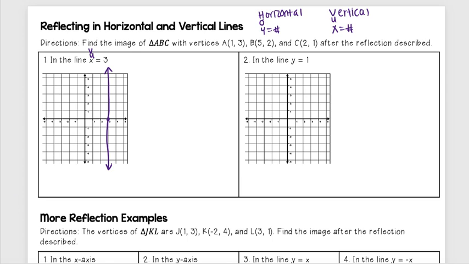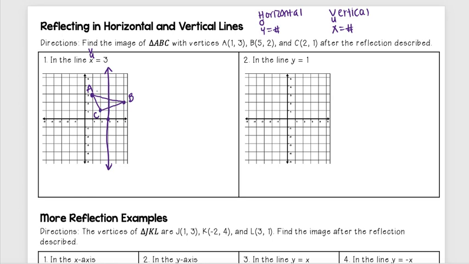Okay, and so now I'm going to first plot my triangle ABC. So I have A is 1, 3. And I'm going to make sure I label every point. B is 5, 2. And C is 2, 1. And so that's my triangle ABC. And now it's telling me I want to reflect across the line x equals 3.